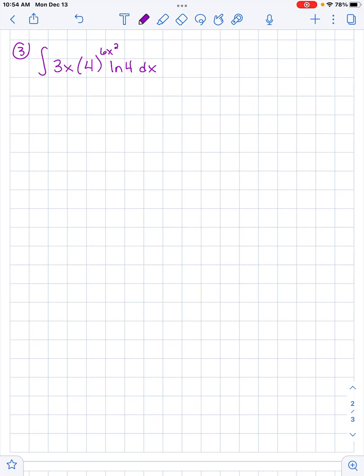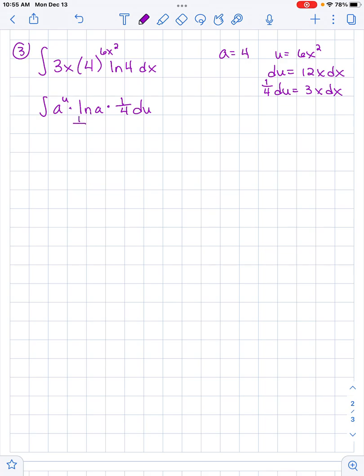Okay, welcome back. I see that a is going to be 4, and u is 6x squared. Du then is 12x dx, and if I take 1/4 of that, I'll get 3x dx. Okay, I'm going to make my substitutions. 3x dx becomes 1/4 du. I'm going to write that at the end. I have the ln of 4, so that's the ln of a. And I have a to the u. Okay, the antiderivative of that then is 1/4 a to the u plus some constant.